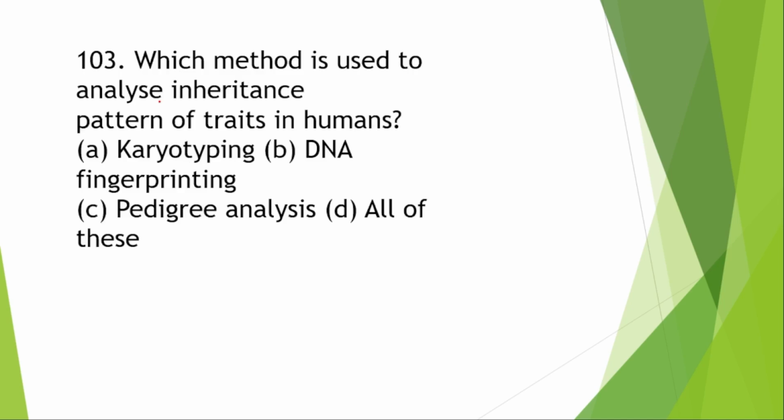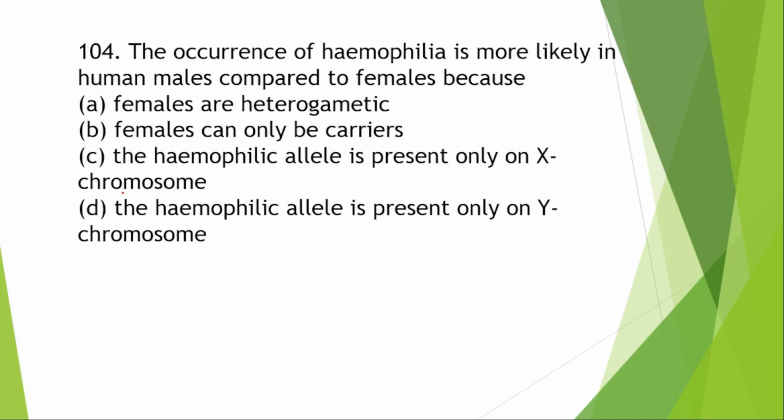Next, 103. Which method is used to analyze the inheritance pattern of traits in humans? A. Karyotyping, B. DNA fingerprinting, C. Pedigree analysis, D. All of these. So here the answer is C, pedigree analysis. It's the primary method used to study or trace the inheritance pattern of specific traits or genetic disorders.